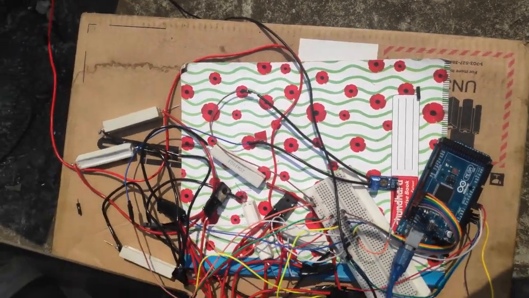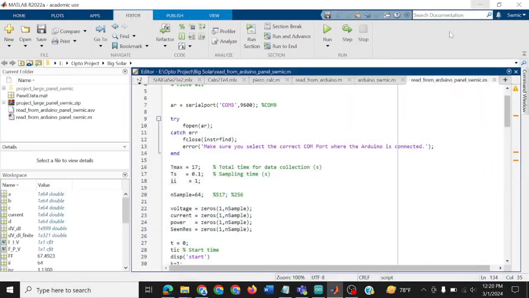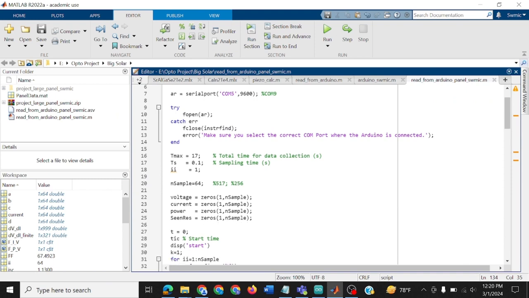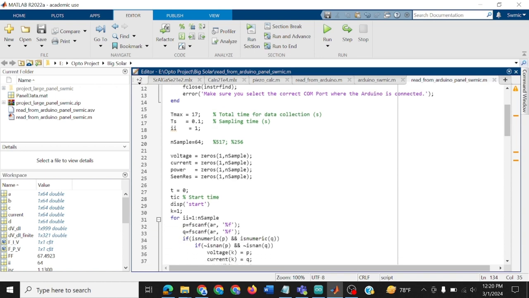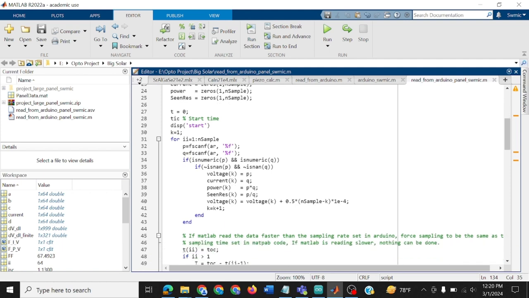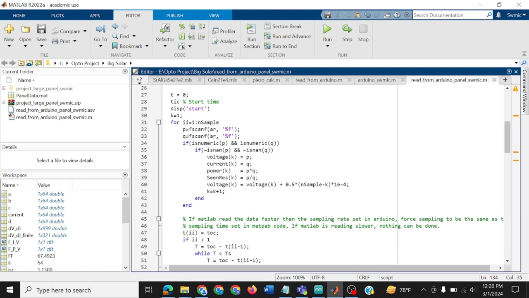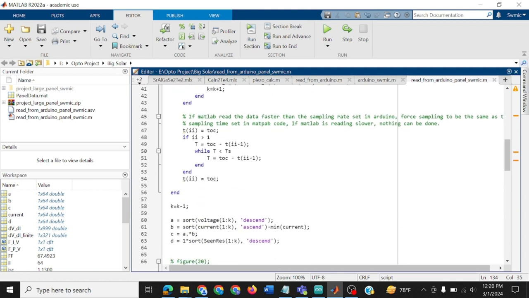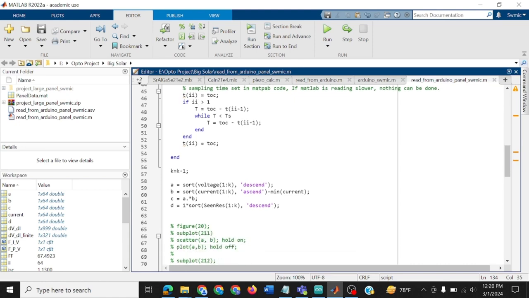Now we'll go to the data visualizing section. We find that the code is similar to what we have seen for the smaller PV panel. Here we have taken COM5 with a baud rate of 9600, and we have initialized the arrays of voltage, current, and power data set with zeros. We sample the data from Arduino, and there is a synchronization of Arduino and MATLAB going on here.